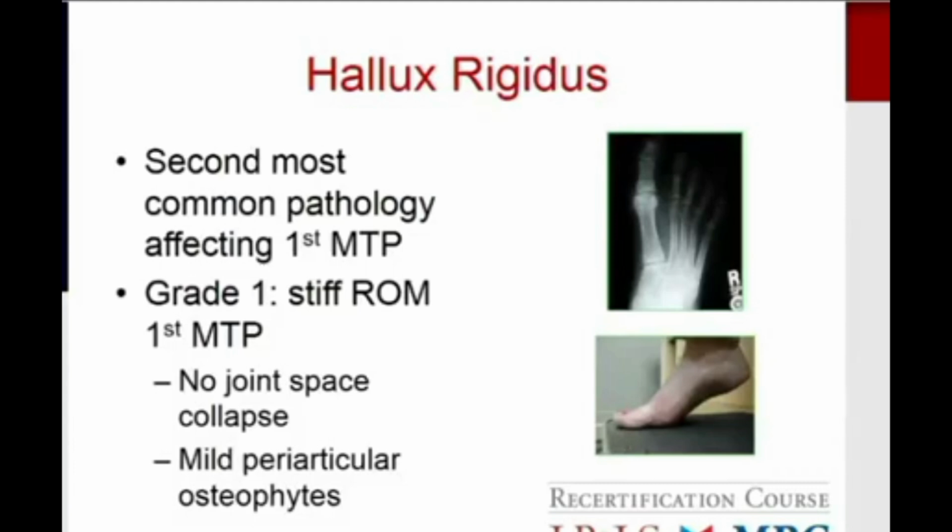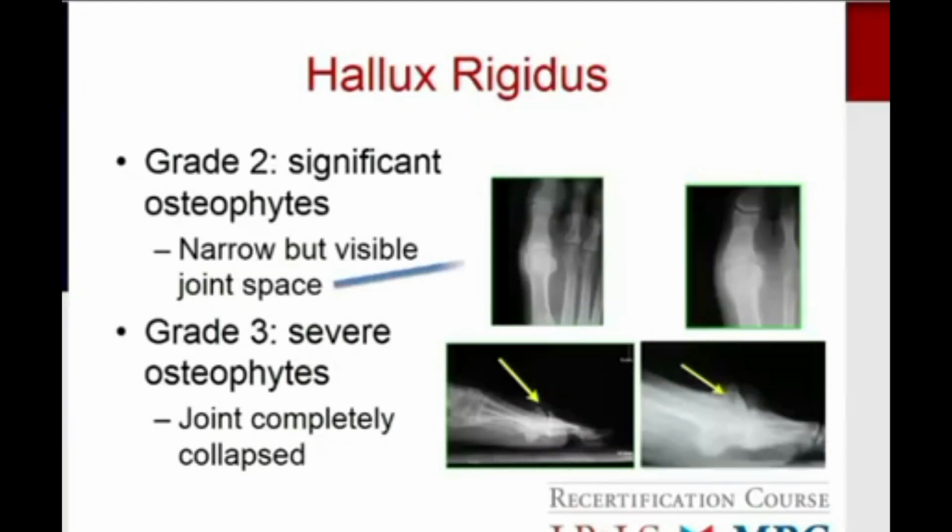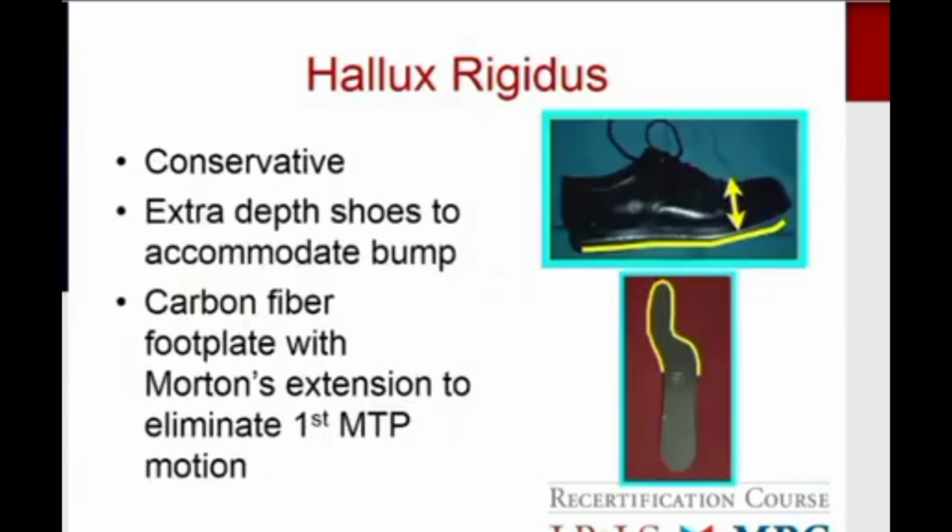We know grade 1 are simply stiff first metatarsal phalangeal joints without a lot of osteophytes or spurs impinging across that interface. We have grade 2s, which are more common and more commonly tested, and those have osteophytes present with some joint space still preserved. And grade 3s are those toes with severe arthritic changes, joint space collapsed across the interface, as well as these large osteophytes present dorsally, and those are treated differently than grade 1 and 2.